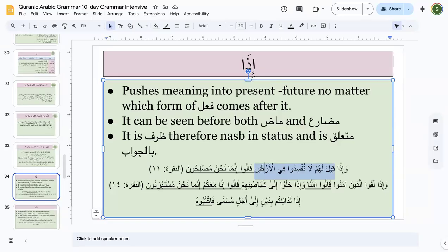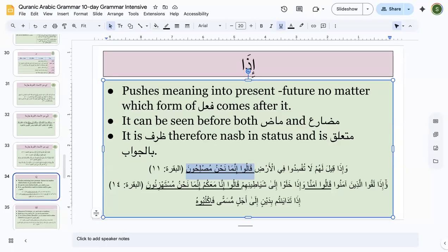And this la tufsidu fil ardi is basically, sorry, not mafulun bihi. It is naibul fail for fail qila, which is majhul. It is naibul fail fi mahalli raf'an for fail qila, and that's not a question today, but you need to know that this iza is going to make qila lahum majroor bil idafa. And why so? Because they are together making an idafa. They are fi mahalli jar because they are making an idafa. Absolutely correct. And then your jawab is beginning with qalu innama nahnu muslihun.